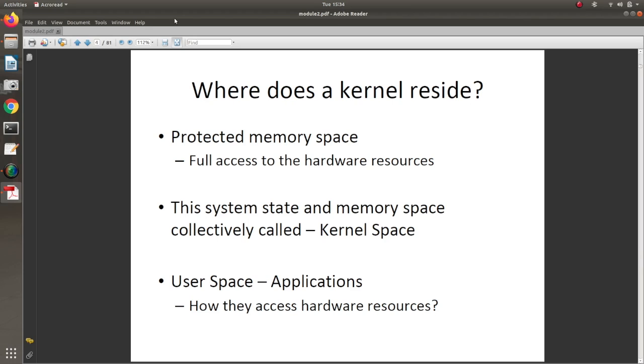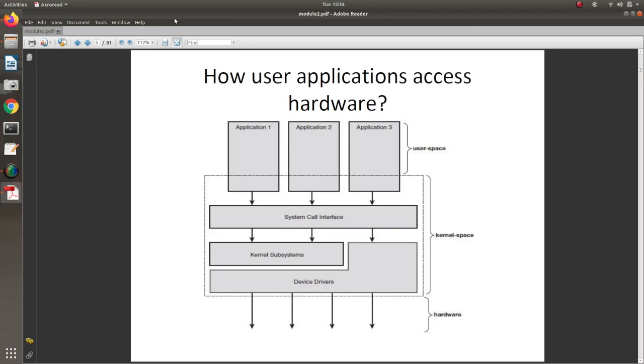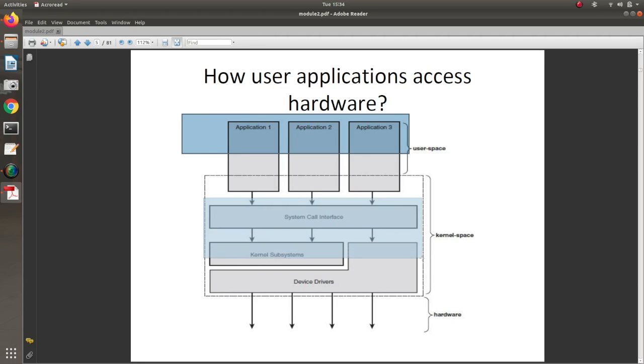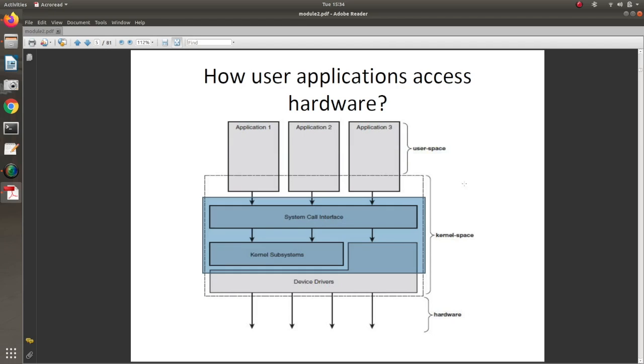We've discussed how they access the hardware resources. They have to go through the kernel space. We've discussed this diagram before, so yeah, that's how it is. The applications run in the user space. Any instruction they need to execute or anything that they need to do should go through the kernel space if they want to access the hardware. So we've seen this before.